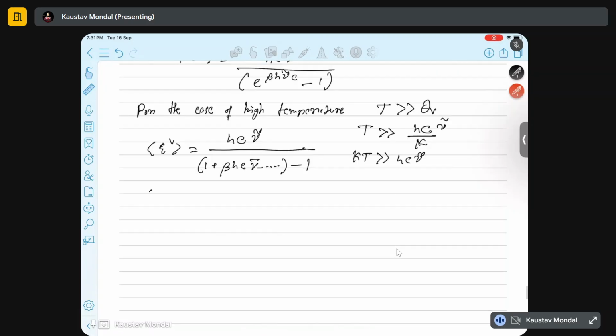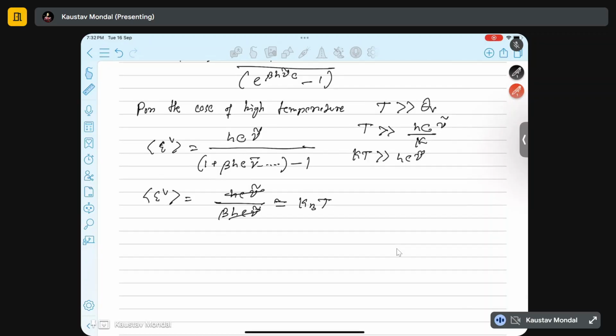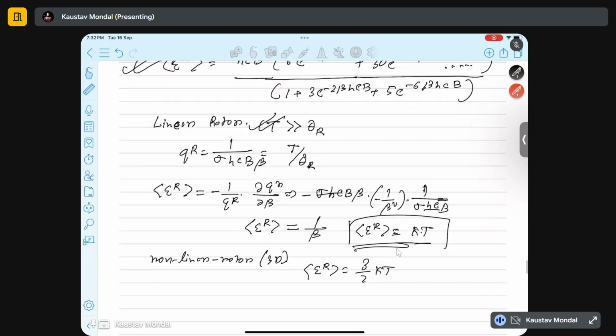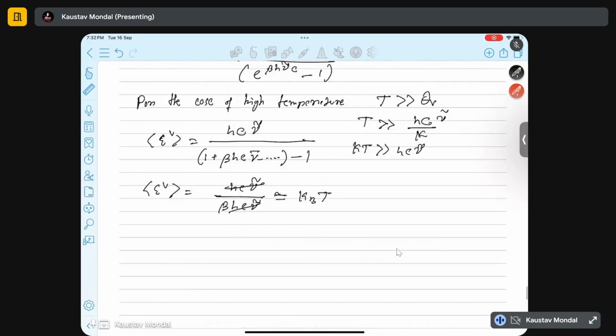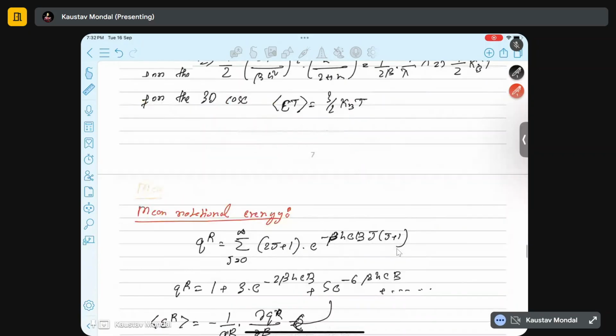After doing that, we will be getting the vibrational part as HC nu tilde by beta HC nu tilde. So nu tilde will cancel, and we'll be getting beta, HC is also cancelled. So you will be also getting here kBT. So that means for the vibrational part at high temperature, the contribution is simply kBT. Similar to the rotational case, where you also got kBT. So for two cases you got kBT.